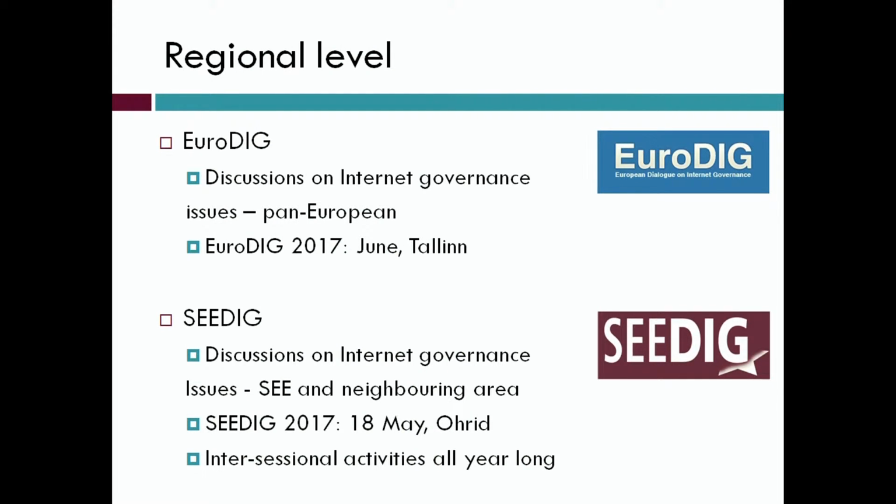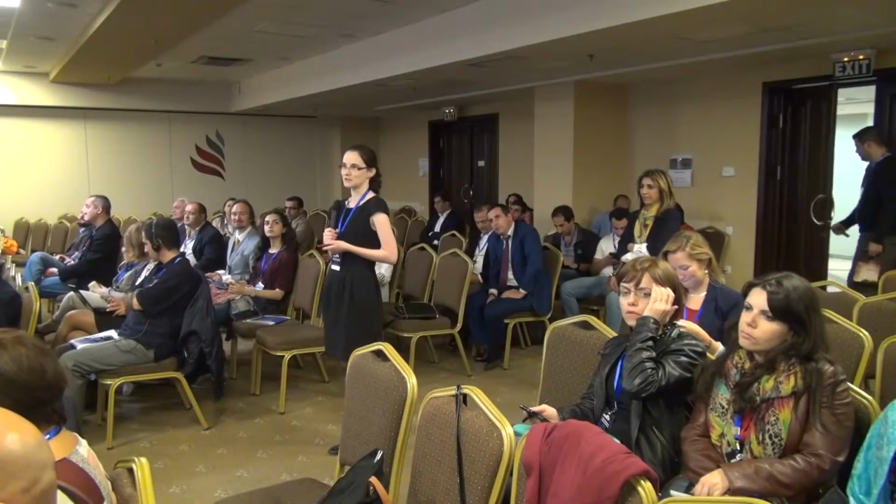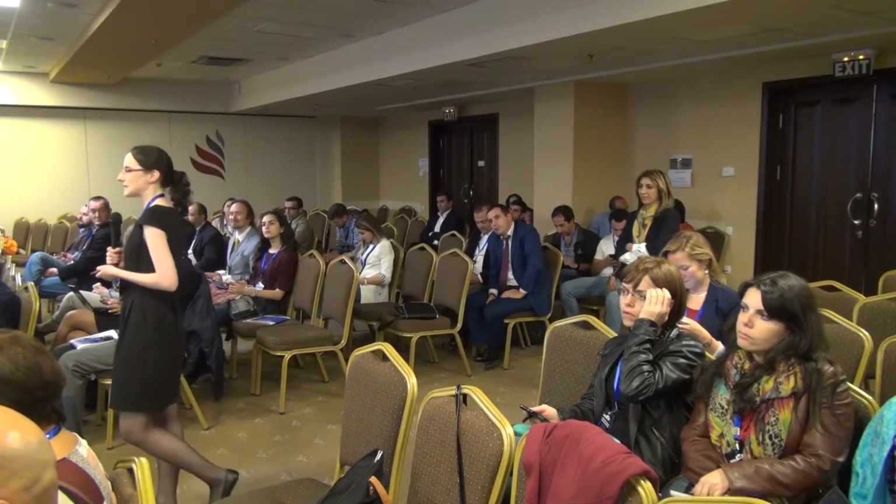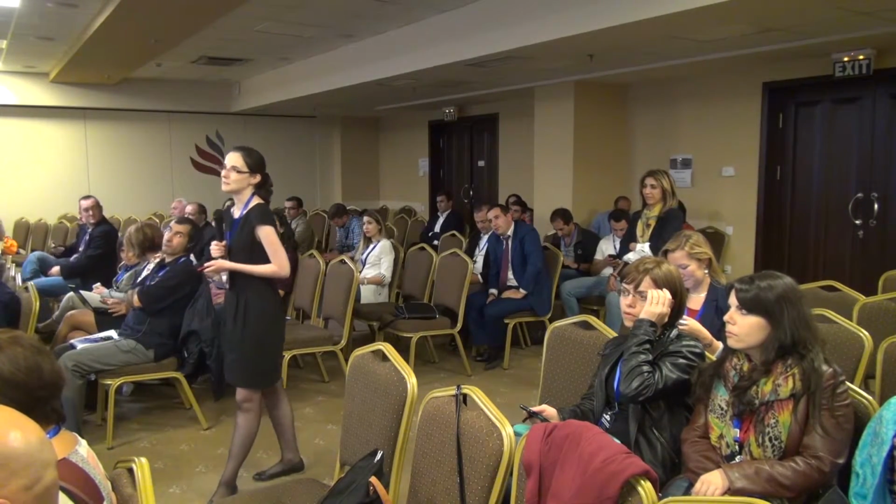We have SEEDIG, which is the Southeastern European Dialogue on Internet Governance. It sounds a bit complicated, but it is for what we call Southeastern Europe and the neighboring area. So the neighboring area also includes Armenia, Georgia, and countries around here. The next meeting will be in May next year in Ohrid, the former Yugoslav Republic of Macedonia. We have a call for issues launched, so if you want to propose topics to discuss at both EuroDIG and SEEDIG, you can do that, and we have a bunch of intersessional activities, but more about this a bit later.